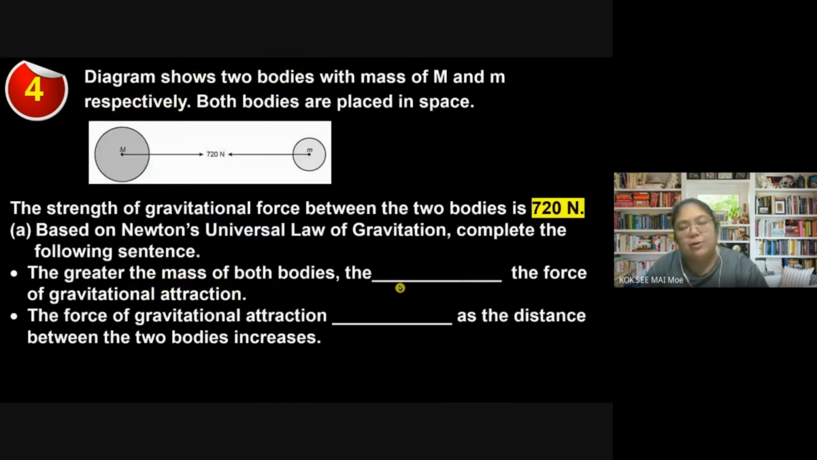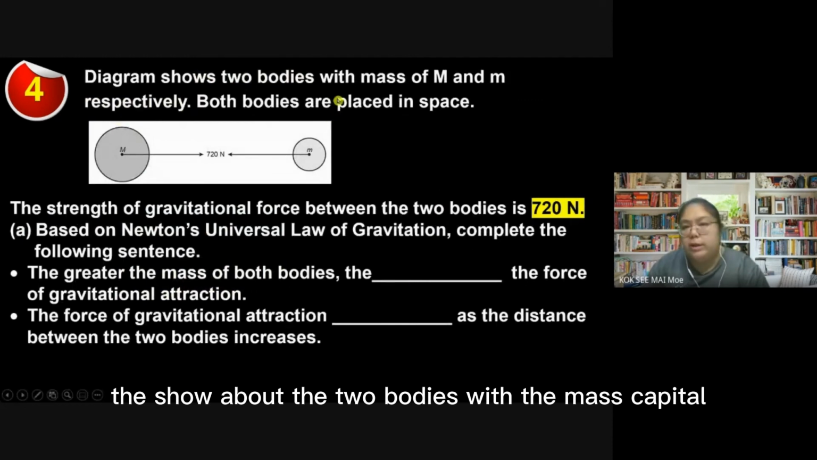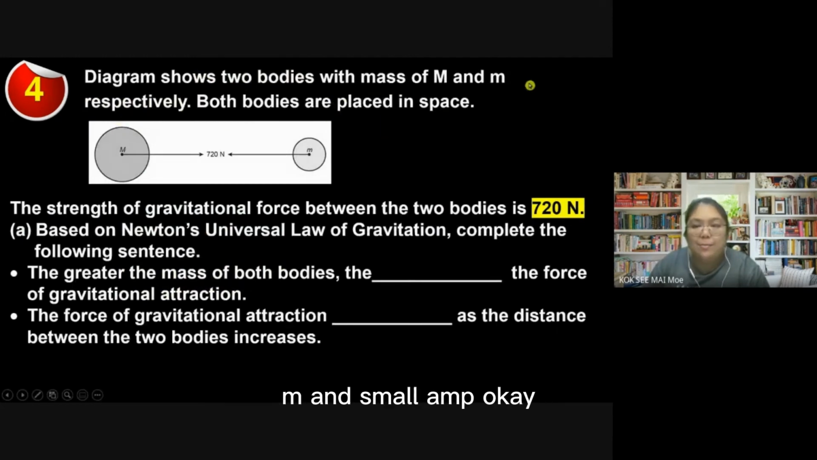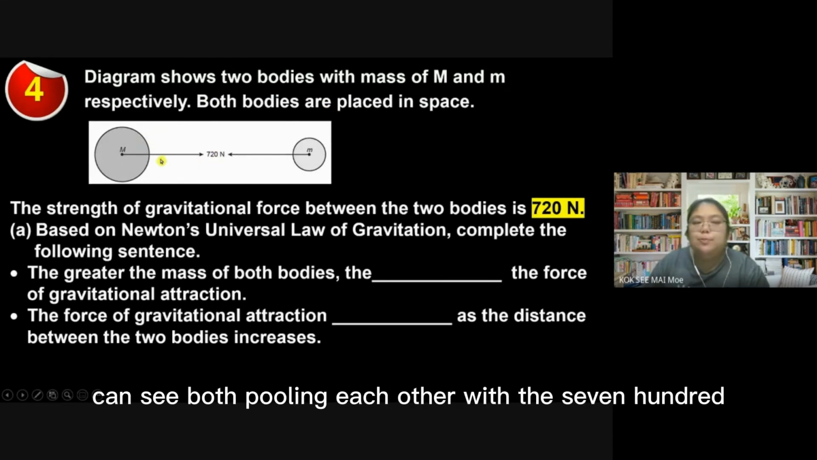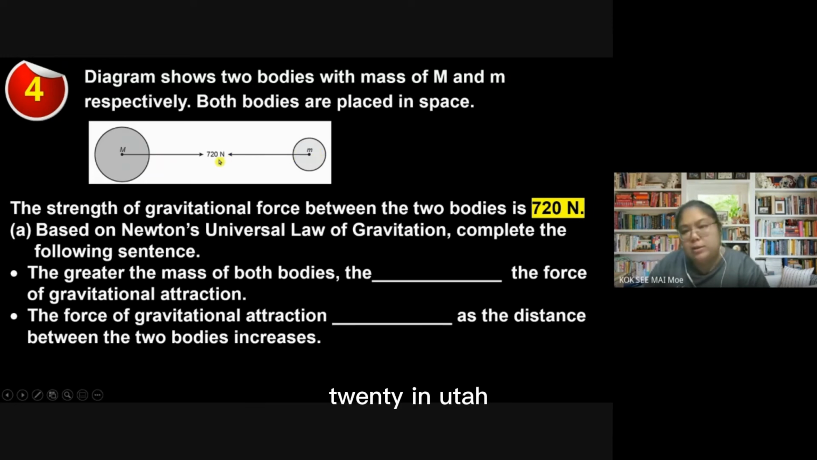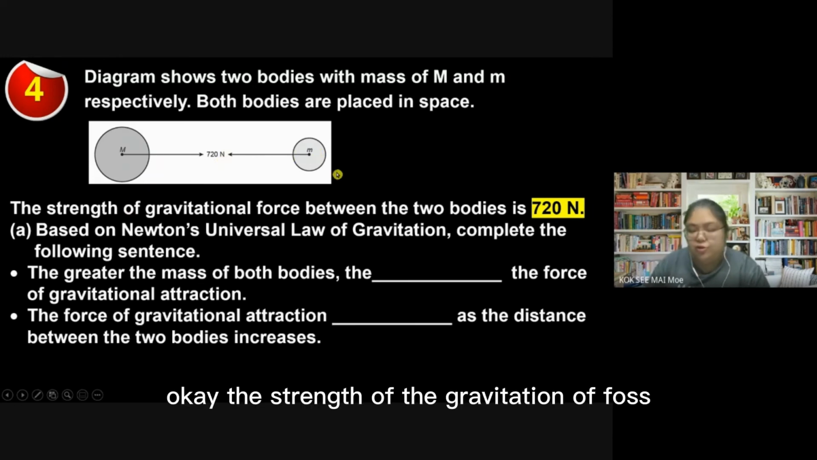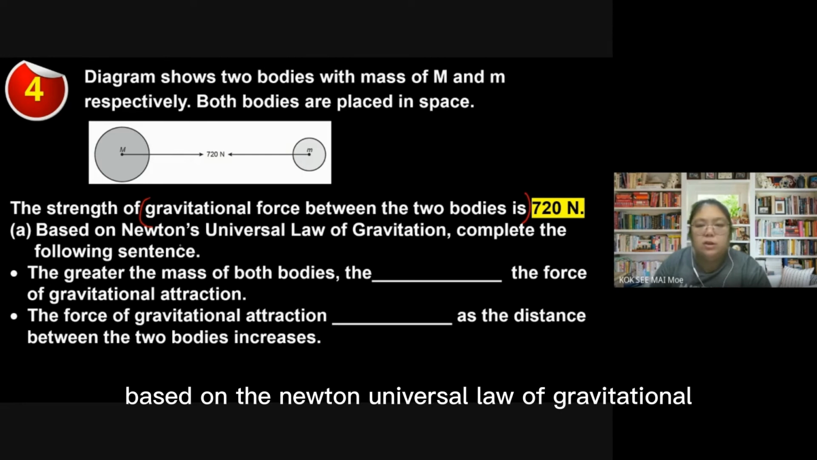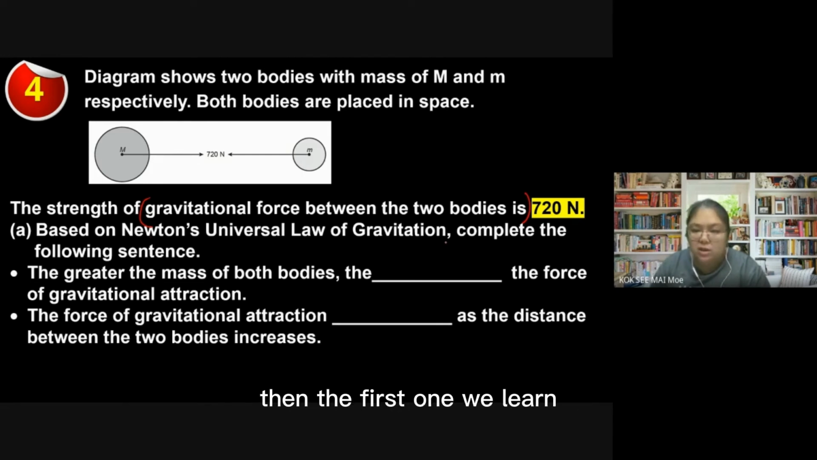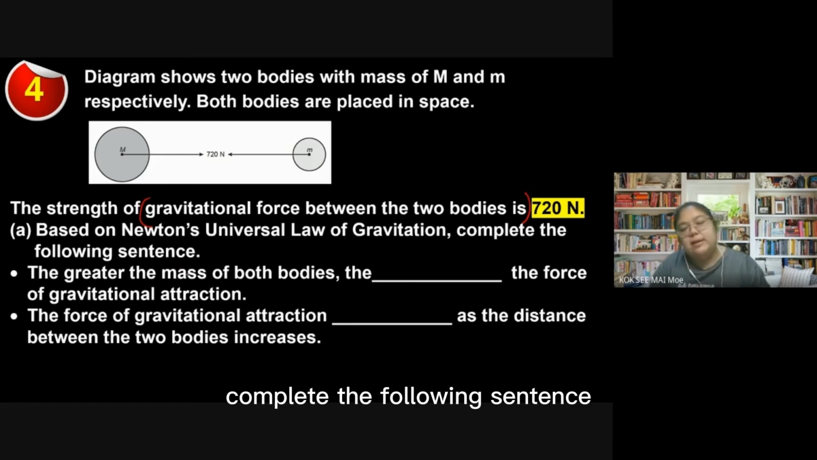Okay, number 4 has a diagram. They show two bodies with mass capital M and small m. Both bodies are placed in space. From here you can see both are pulling each other with 720 Newton, the strength of the gravitational force between the two bodies. Based on Newton's universal law of gravitation, the first one we learned, complete the following sentence.